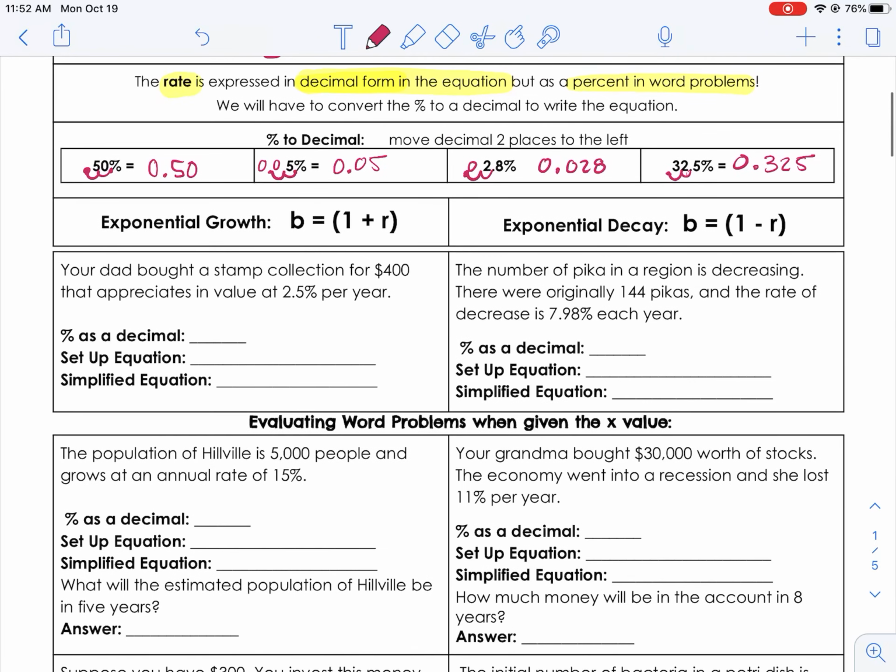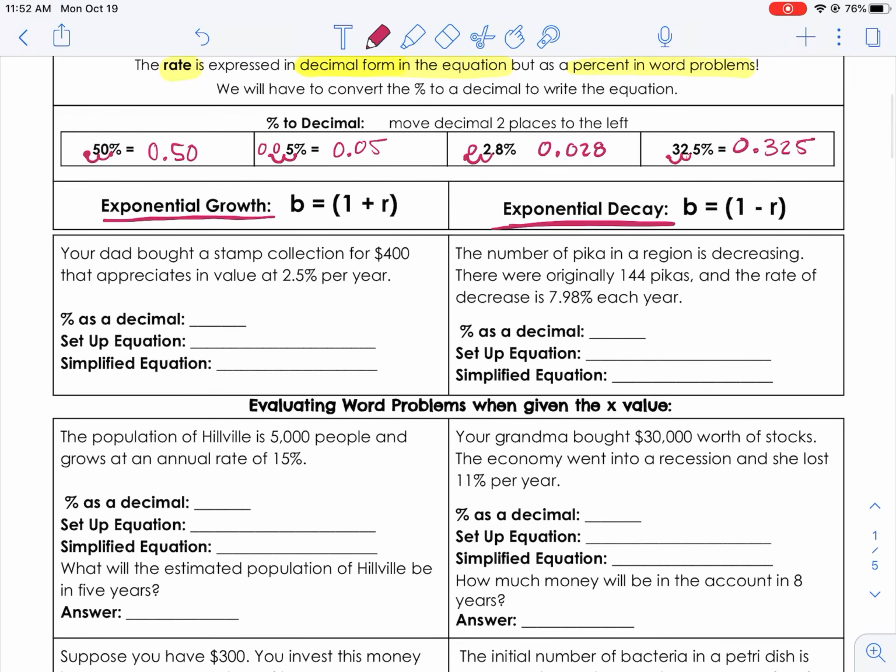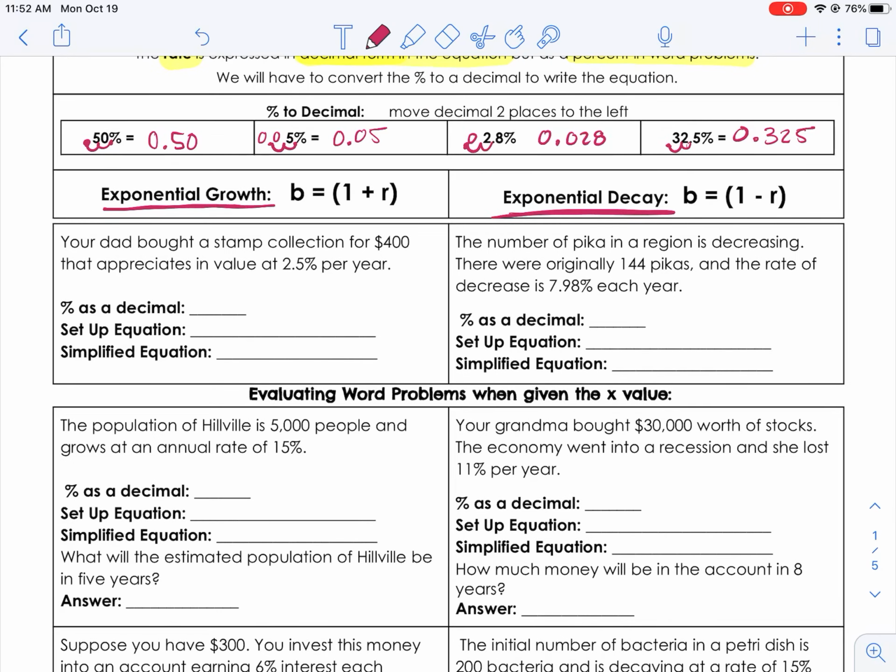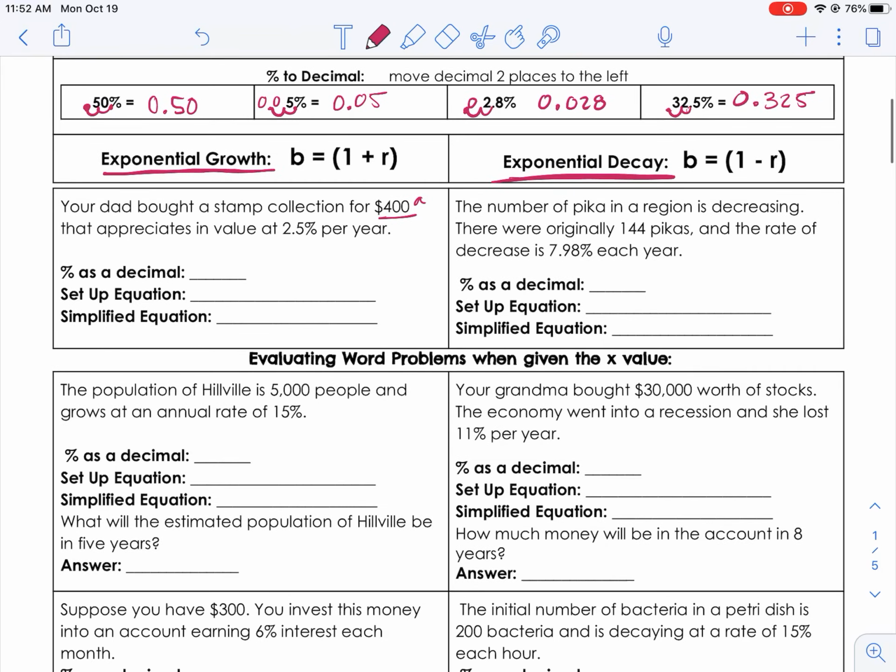0.325. Okay, but we also have to pay attention as to whether we're talking about exponential growth. So are we increasing or are we decaying? Are we decreasing? So like this first problem, it says your dad bought a stamp collection for $400. So that's going to be our A. That's our initial value. But it appreciates, okay? So it gains value at 2.5% per year.